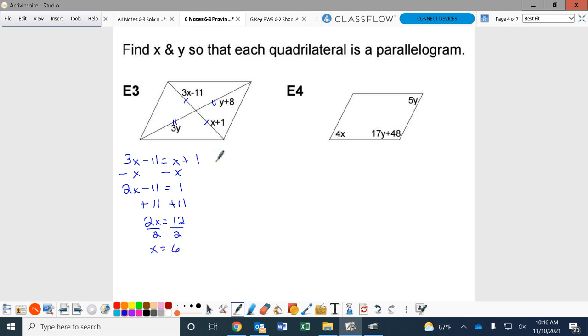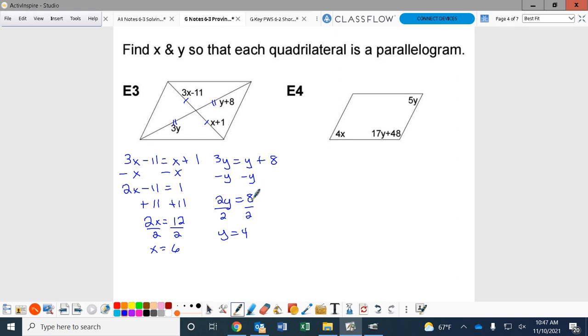Okay. Let's try the y one. 3y equals y plus 8, minus y makes it 2y equals 8. Divide by 2, and y equals 4. Okay, we good on that one? I want to make sure before we move on. Anybody have any issues on that one? Okay, what about the next one?